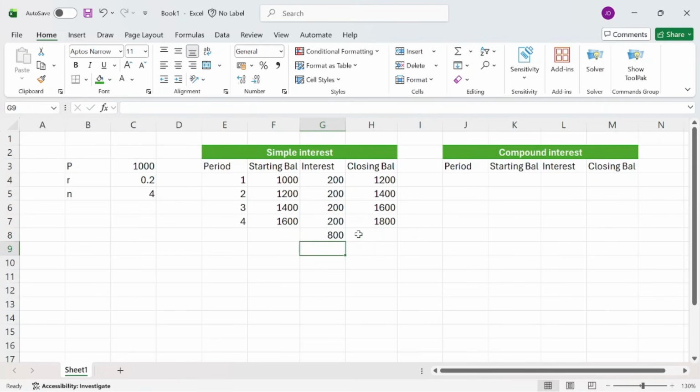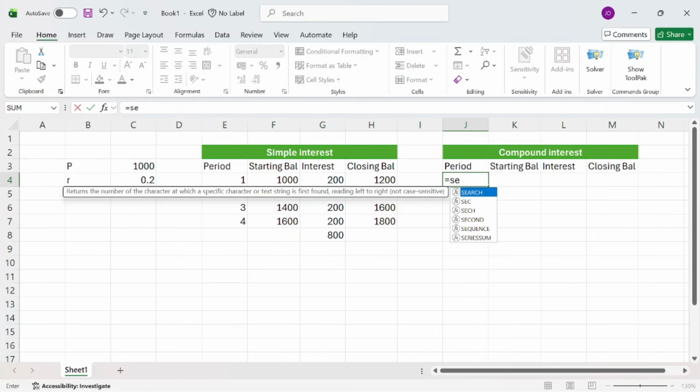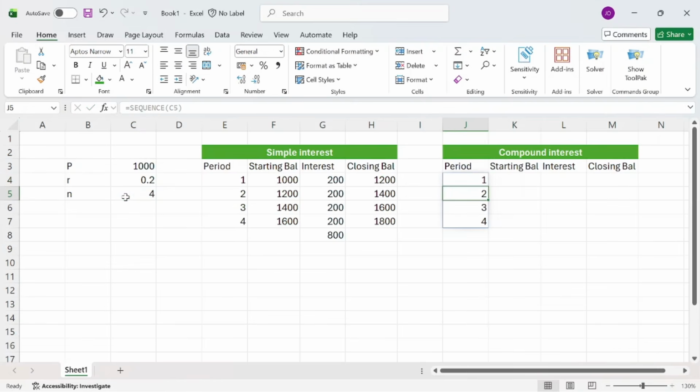If you want to do this for a 10-year period, you can now proceed to do it. For compound interest, we said it follows the same criteria. So the first thing is we are going to put in our period.